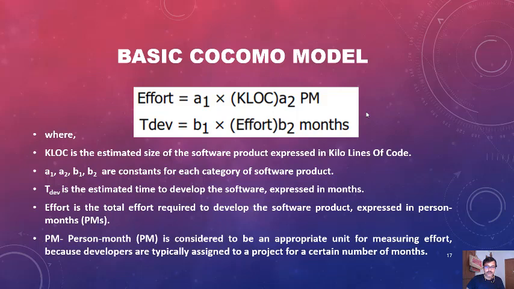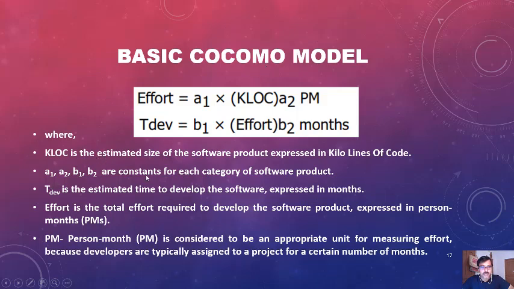So here A1, A2, B1, B2 are some constants, and for each category of organic, semi-detached and embedded, their values are different. KLOC is used in the basic COCOMO model, and all the COCOMO models use KLOC. It is the estimated size of the software product, in kilo lines of code. We have learned previously LOC, line of code, and kilo line of code. That means 1000 lines of code is equal to 1 KLOC.